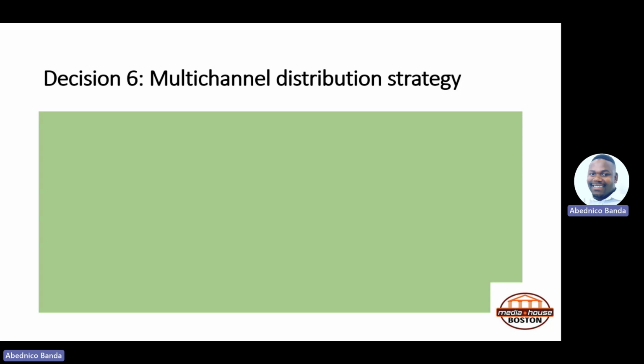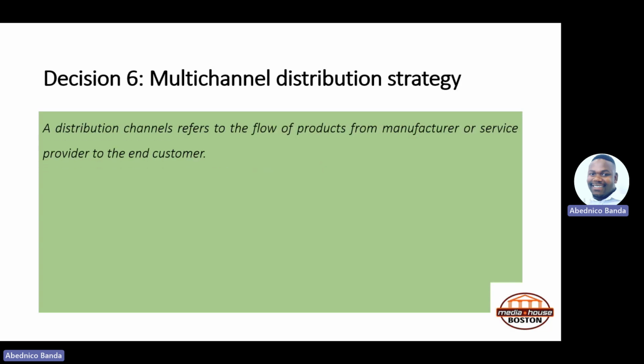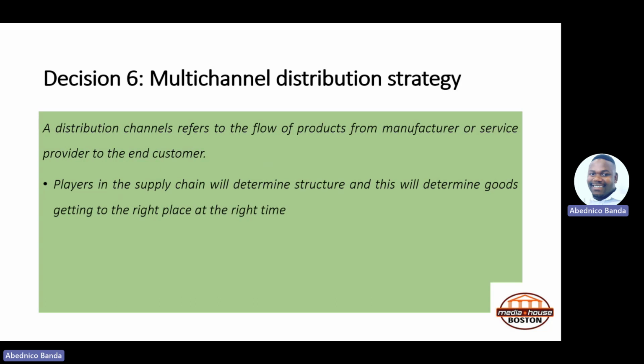Then you also need to understand multi-channel distribution of your product or services. A distribution channel refers to the flow of products from a manufacturer or a service provider to the end customer. We have done this when we were doing micro-analysis, when we looked at intermediaries, that sometimes you can use intermediaries as part of your distribution channel. So players in the supply chain will determine structure, and this will determine goods getting to the right place at the right time.